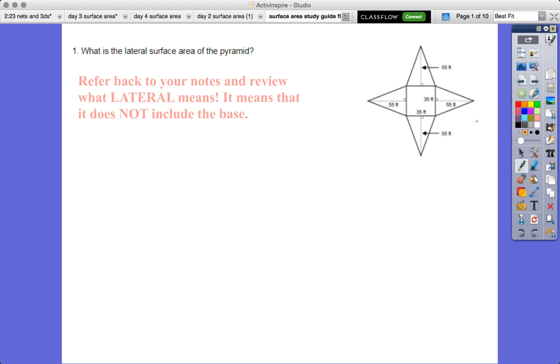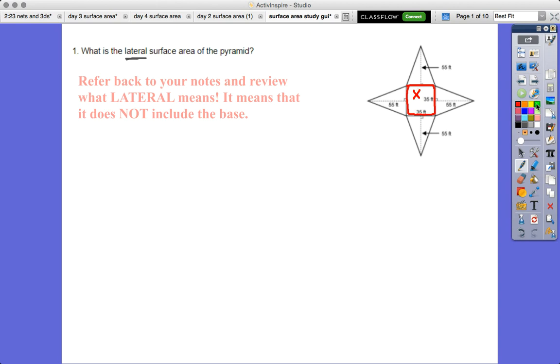Number 1 says, what is the lateral surface area of the pyramid? Now, I have a note for you to remember that lateral means that it does not include the base. So we're going to find the surface area of every part of this figure except for the base. We are not going to include the base.